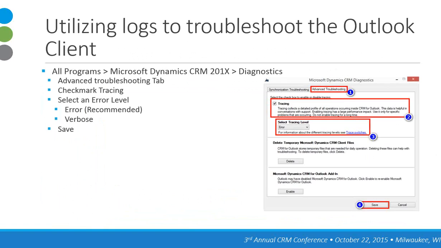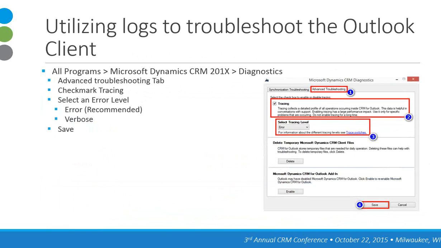So you can turn these logs on by going to All Programs on your computer, Microsoft Dynamics CRM, and then the version, and then the Diagnostics program. Once you open this, you can click on the Advanced Troubleshooting tab, put a check mark in Tracing to turn it on. You can select your different tracing level, which is in the newer versions. If you have an older version like 2013, you may not see that. We do recommend to select error, but you are able to turn it to verbose, and then you click Save.